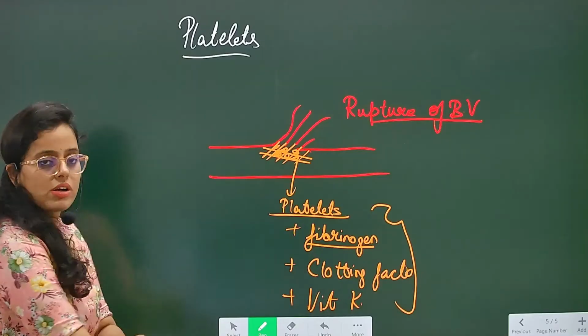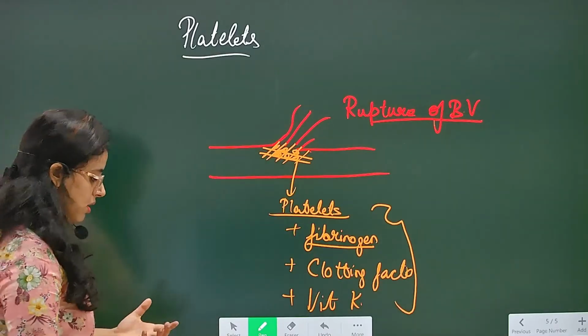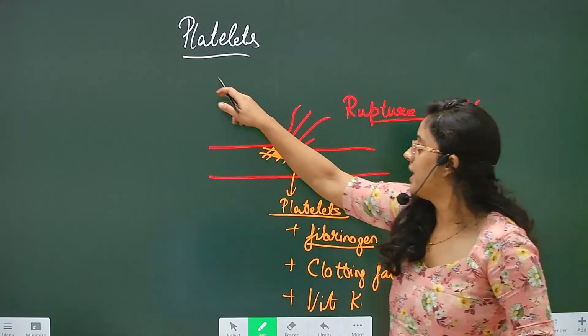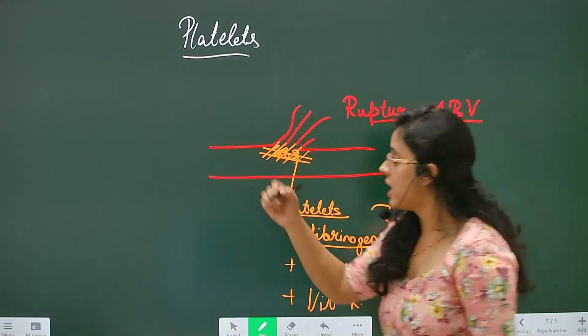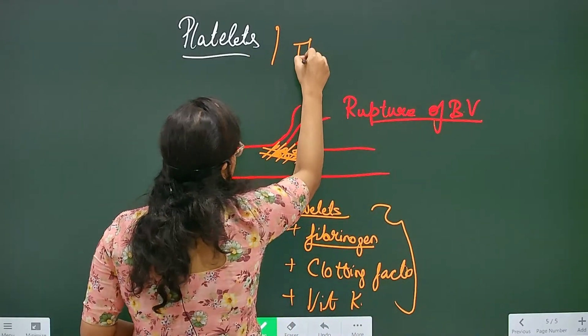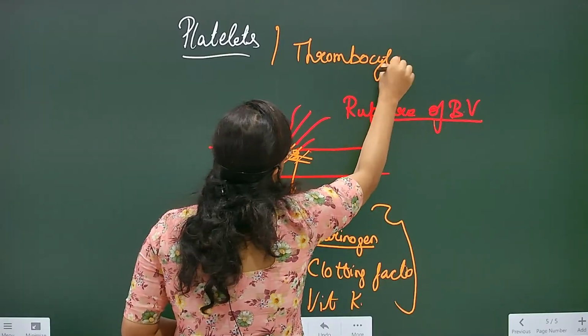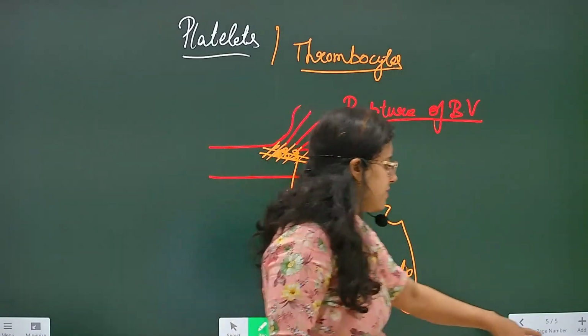You can see a clot on your skin also whenever you fall down or whenever you have an injury, right? So this is the role of platelets, which are called thrombocytes. So we have learned about specialized connective tissue.